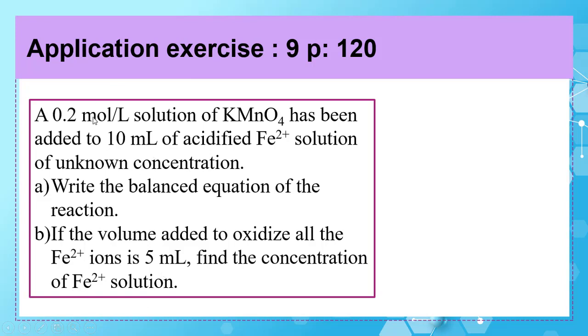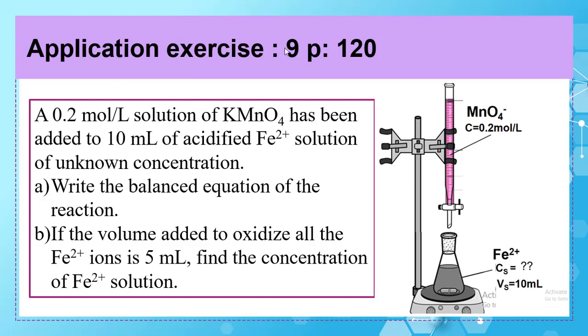In this application, we can notice from the given that we have two solutions, KMnO4 and Fe2+ solution. Which one is of unknown concentration? In fact, Fe2+ is the one with unknown concentration. Therefore, Fe2+ is the analyte, and KMnO4, because it has known concentration, is the titrant. And as we said before, the titrant is placed in the burette and the analyte in the Erlenmeyer flask. Therefore, MnO4- will be placed in the burette and Fe2+ in the Erlenmeyer flask.